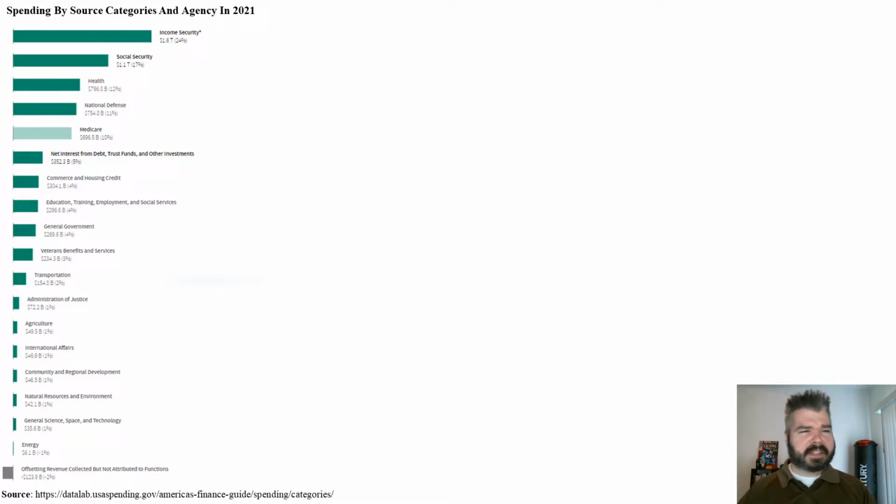If we take a look here at U.S. spending in 2021, if we take a look at our budget in the year 2021, note that the highest expenditure is income security with $1.6 trillion. Second is Social Security. Third, healthcare, national defense, Medicaid, and so on, until we get down to foreign affairs, which uses about $46.9 billion of our budget.